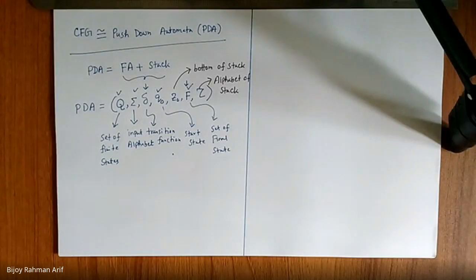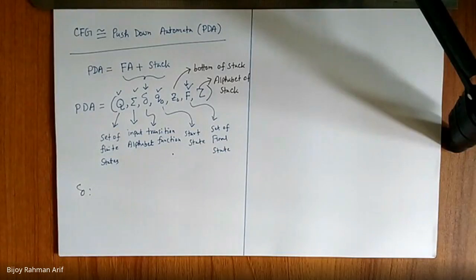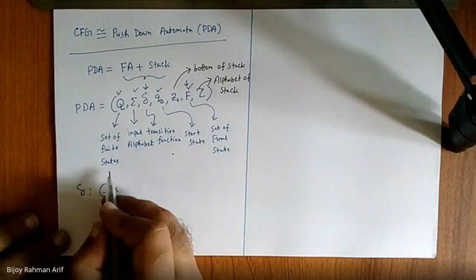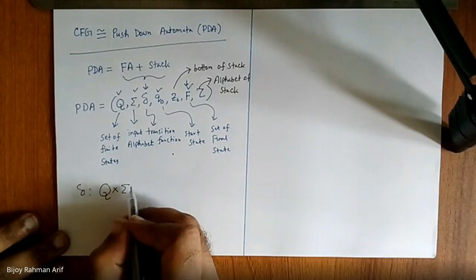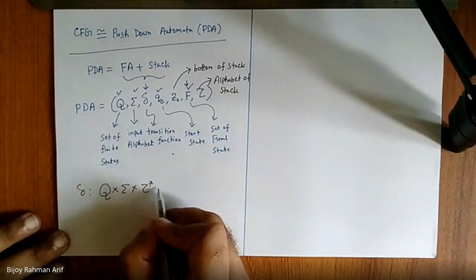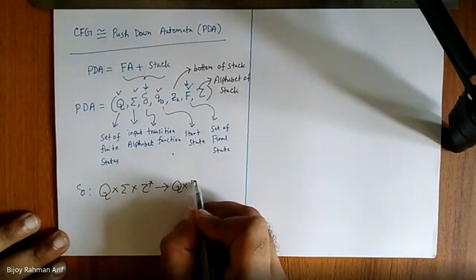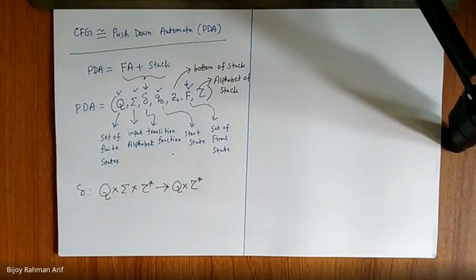Now what is delta here? How can we represent delta? See the definition. Delta is from a state, you read one input alphabet, then you read some alphabet on the stack, then you map to some state, and you put some alphabet in the stack. So this is the definition of delta in PDA. Did you get it?